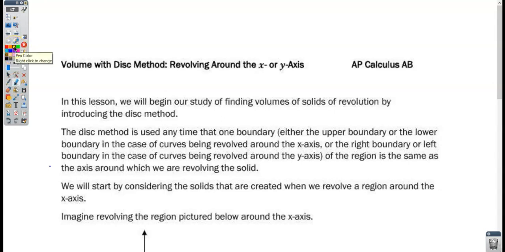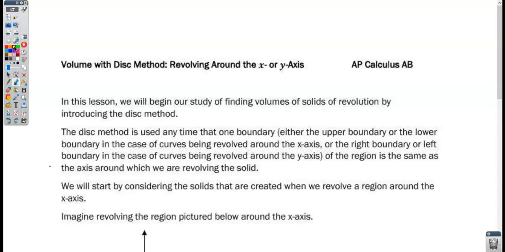Alright, welcome back everybody. In this video we're going to be discussing concepts from section 8.9 of AP Calculus, volume with the disk method revolving around the x or y axis. So in this lesson we're going to start our study of solids of revolution.